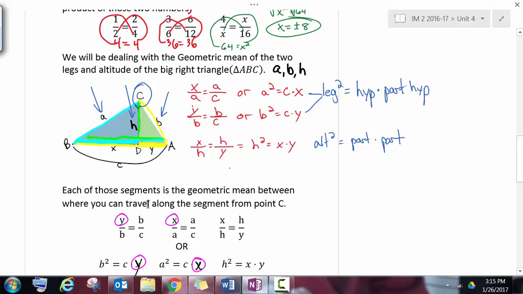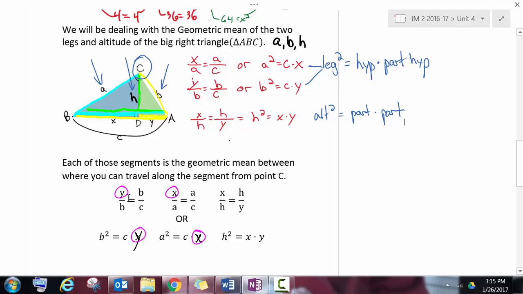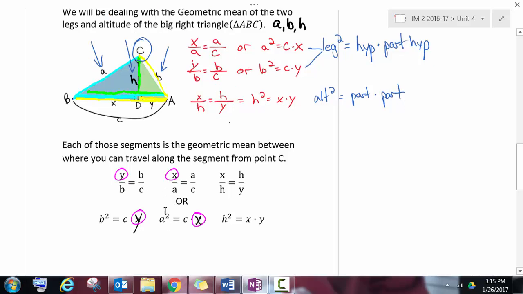On your papers, I had to change some. I copied it and made it wrong. So y should be the first one here, and x should be here, and down here, y should be here, and x should be here as well. Just like what we wrote up here, but we got to fix it here.